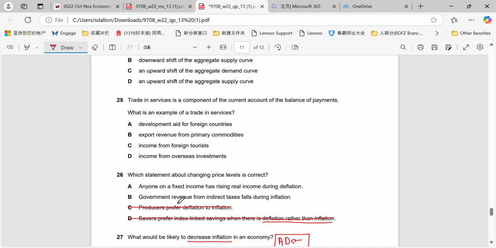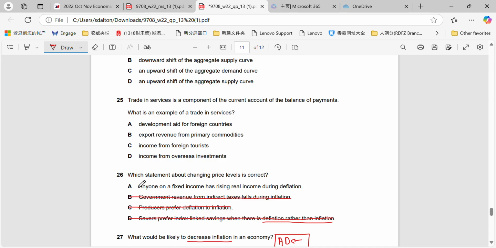Government revenue from indirect taxes falls during inflation. Not necessarily true. Revenue might actually rise from indirect taxes during inflation, because a shift in aggregate demand to the right might actually cause the inflation, which means that consumer expenditure is increasing. People are spending more on goods and services, so the government might actually collect more from the indirect taxes.